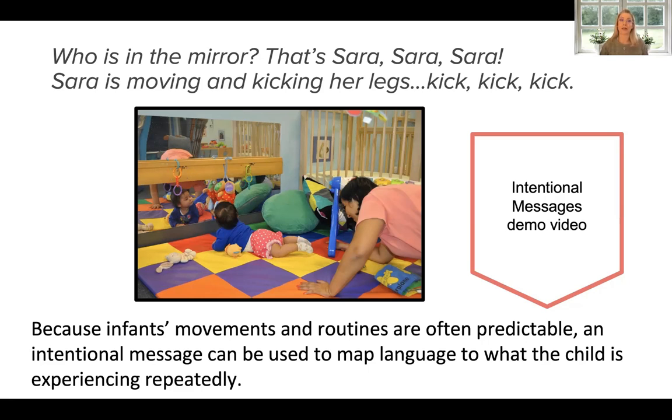And an intentional message, an example here might be you describing what's happening. So who is in the mirror? That's Sara. Sara, Sara. Sara is moving and kicking her legs. Kick, kick, kick. So as Sara is moving and doing an action, you can map the word to the action.